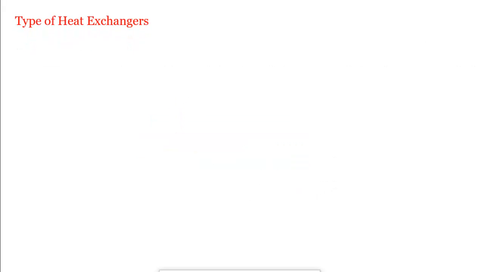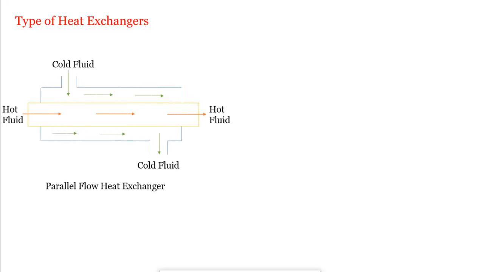The types of heat exchangers. So what are the different types of heat exchanger that we study here? First is the parallel flow heat exchanger. Why is this heat exchanger called parallel flow? Because here the hot fluid and the cold fluid both move in the same direction. That's why it's called a parallel flow heat exchanger.